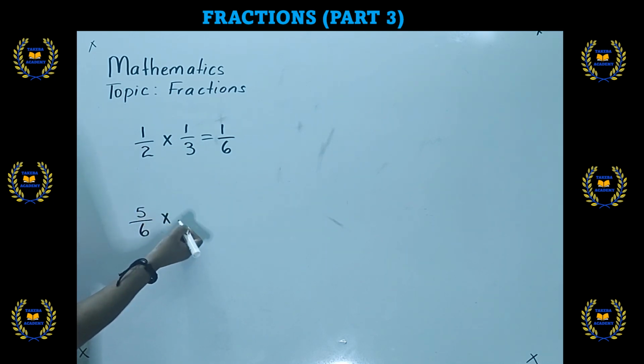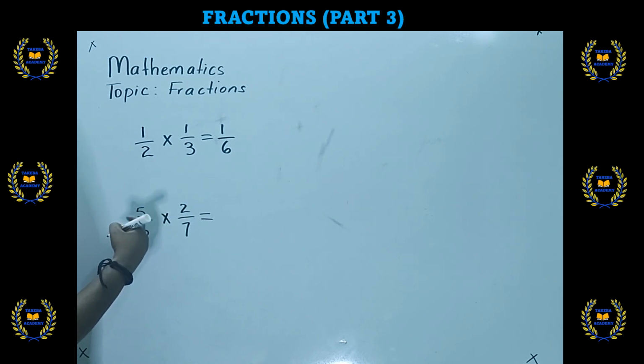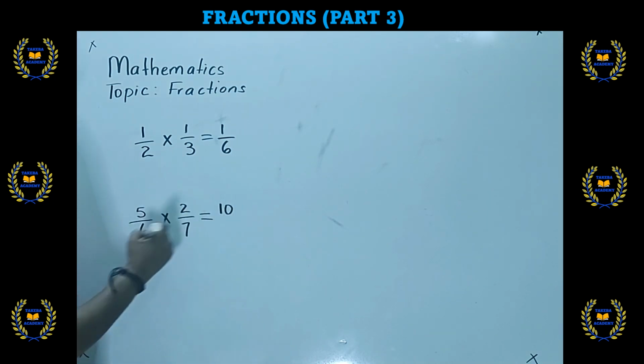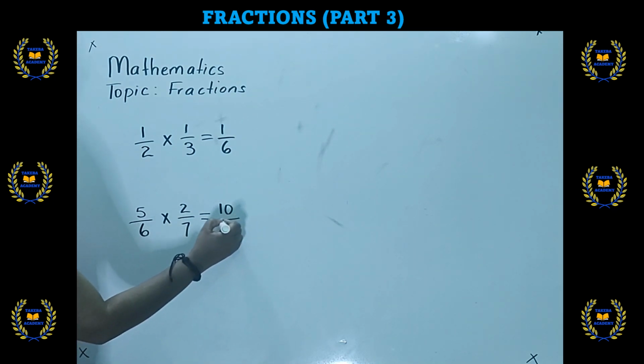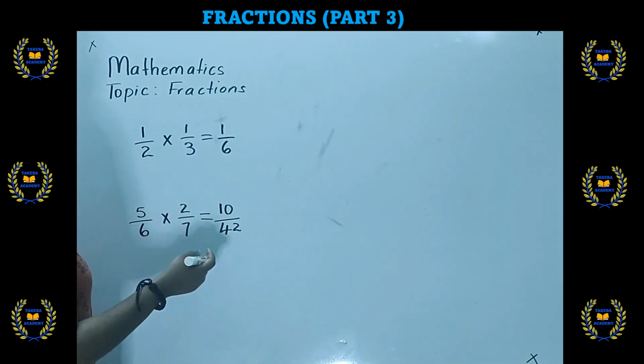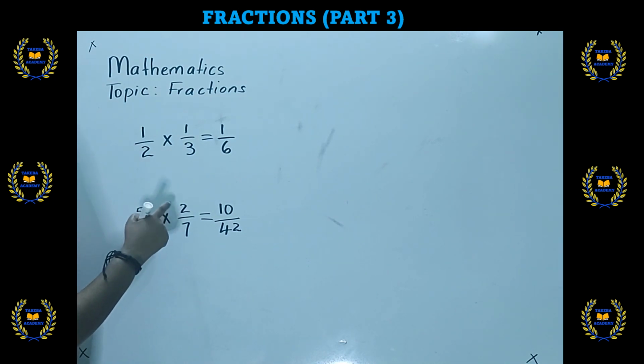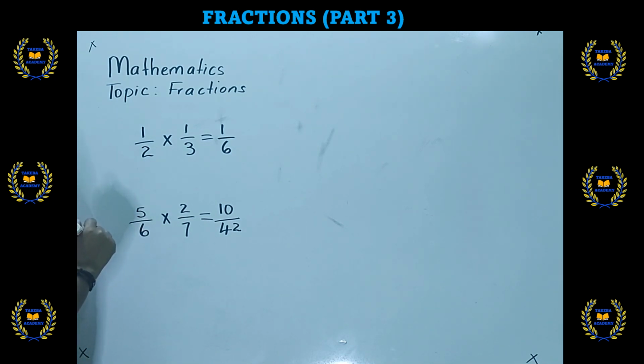5/6 times 2/7. Again, we simply multiply the numerators. 5 times 2 is 10, and then 6 times 7 is 42. Okay? We can always simplify if needs be, right? But the main point for today is knowing that we multiply the numerators and then we multiply the denominators.